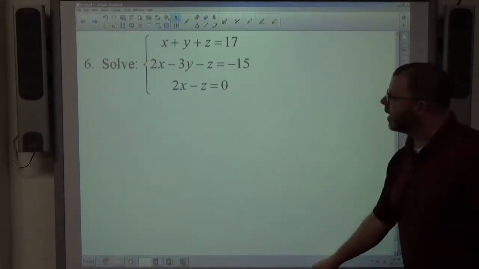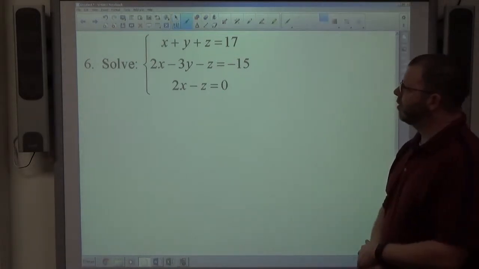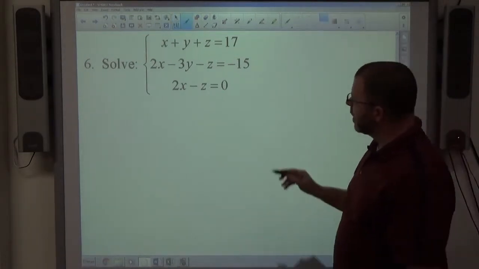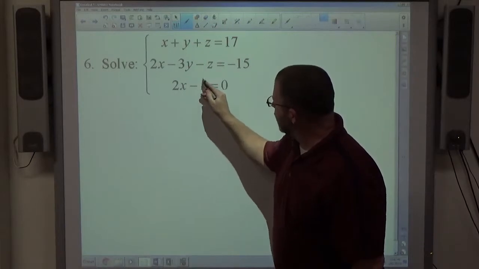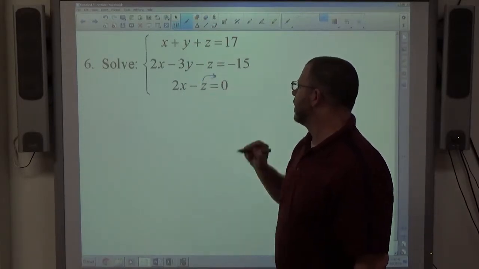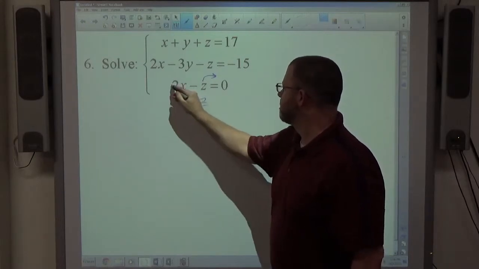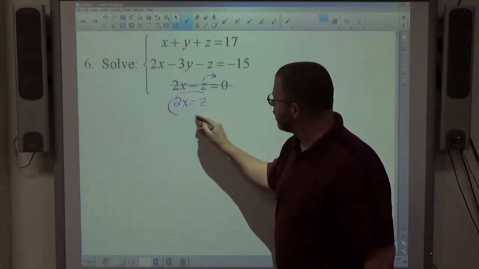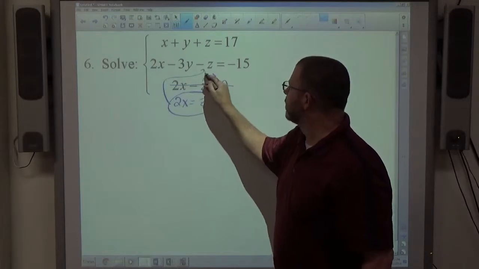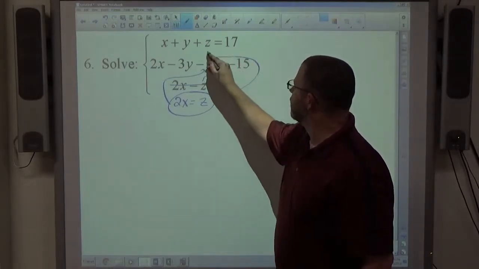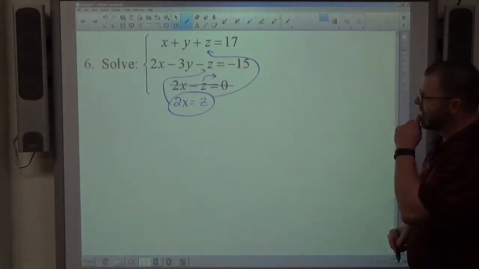Number 6. System of 3 equations with 3 variables. The bottom equation here looks the easiest to get to say one thing equals everything else. So if I move the z over, I get 2x is equal to z. That information is now allowing me to go up to this and to this and change those z's into 2x's.